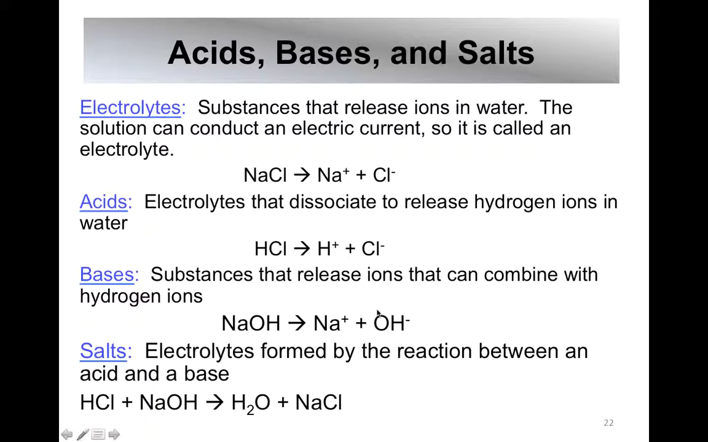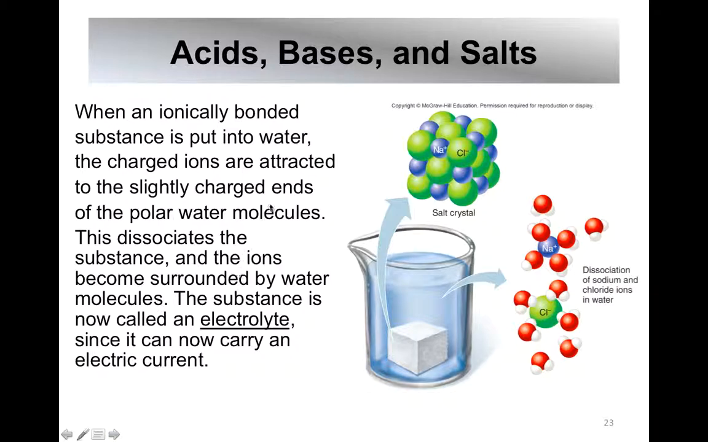And then this ion right here, that hydroxyl ion, can combine with a hydrogen ion. This is where it picks it up, to form water. Okay, and then salts form when you have acids and bases together. So hydrochloric acid with sodium hydroxide will form water and salt, sodium chloride. We just talked about this, but take some time to look at this to make sure it makes sense to you.